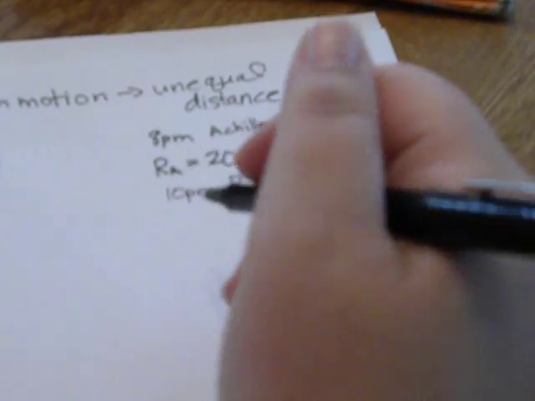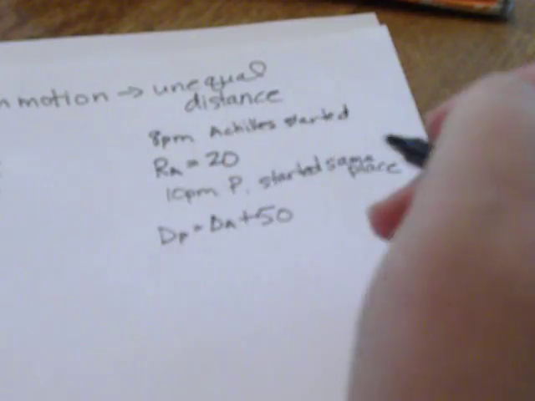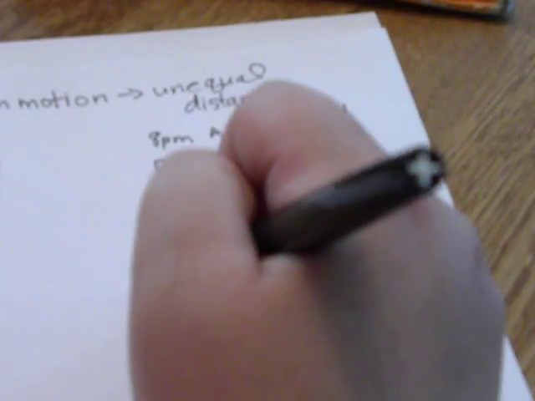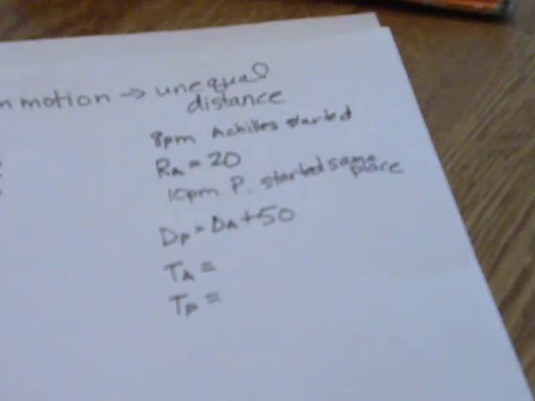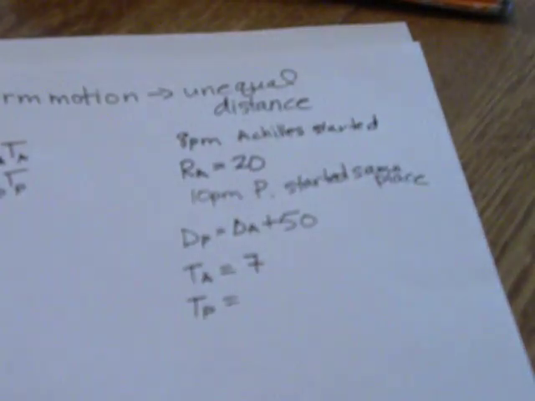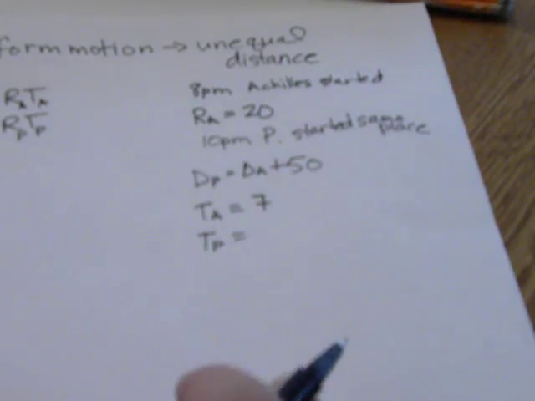So 50 kilometers ahead means that the distance of P was the distance of A plus 50, and this is at 3 a.m. So we can figure out the time of Achilles and the time of Patroclus. I don't know if I'm saying that right. Achilles started at 8 p.m., so it's 4 hours to midnight, and we're going to 3 a.m., so that's a total of 7 hours. Patroclus started at 10 p.m. and ended at 3 a.m., so his time was 5 hours.